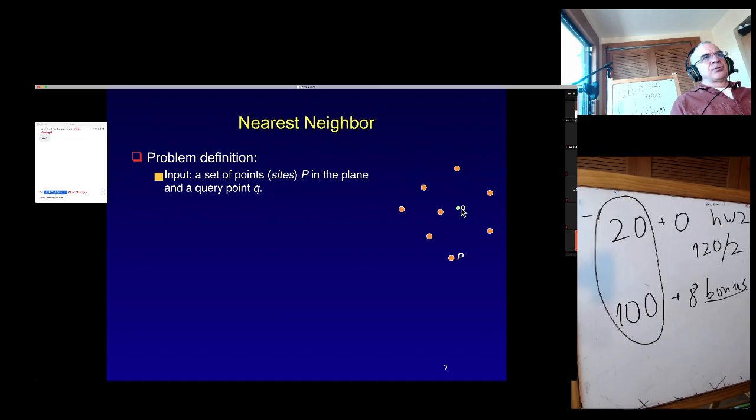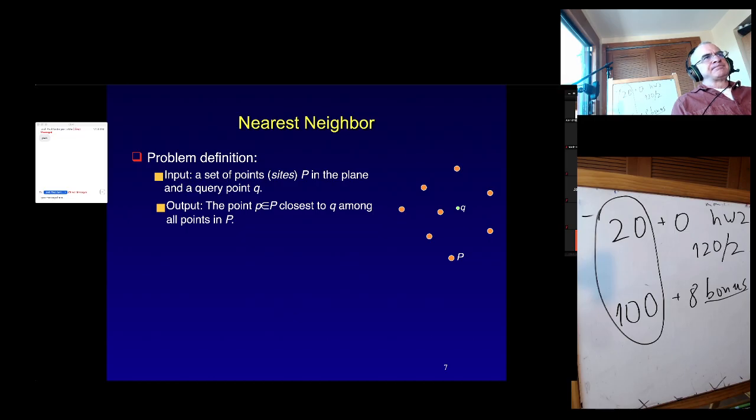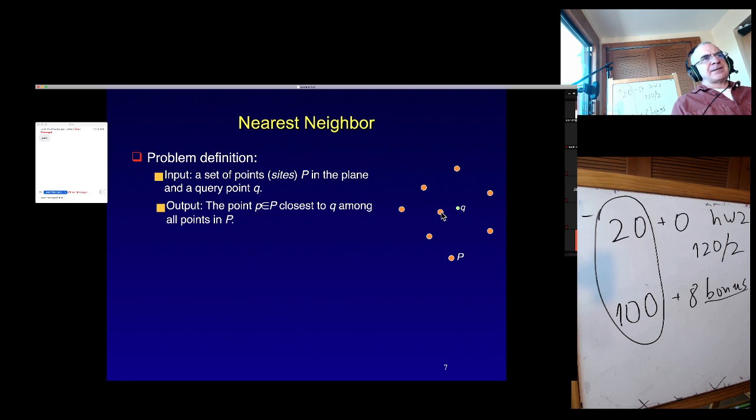But I don't need to know the distance from Q to each one of the sites. What I want to ask is, once the query point Q has appeared, out of all the sites, small p in P, which is the closest to Q. If I think about the sites as hospitals, I want to ask which hospital it will take me the minimum time to arrive at. That will be the nearest neighbor. Possibly the answer is this site by itself. Possibly the answer is unique.